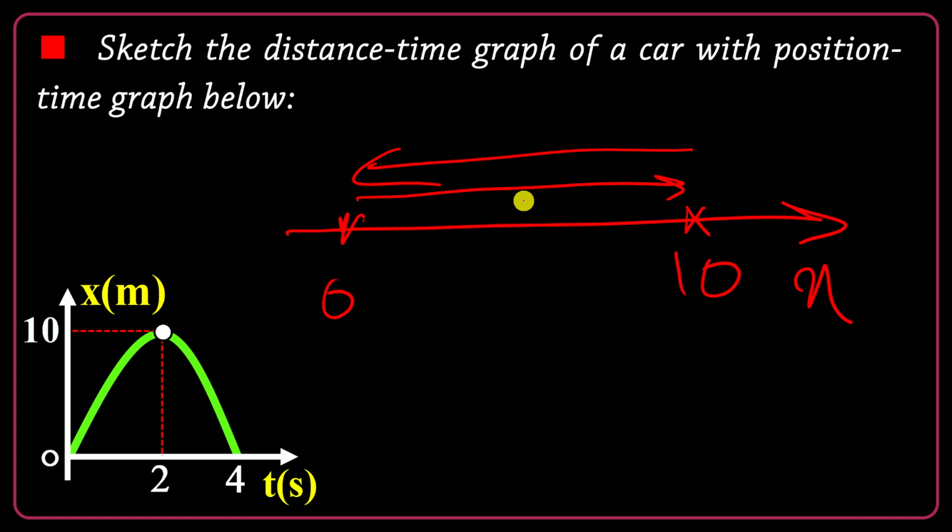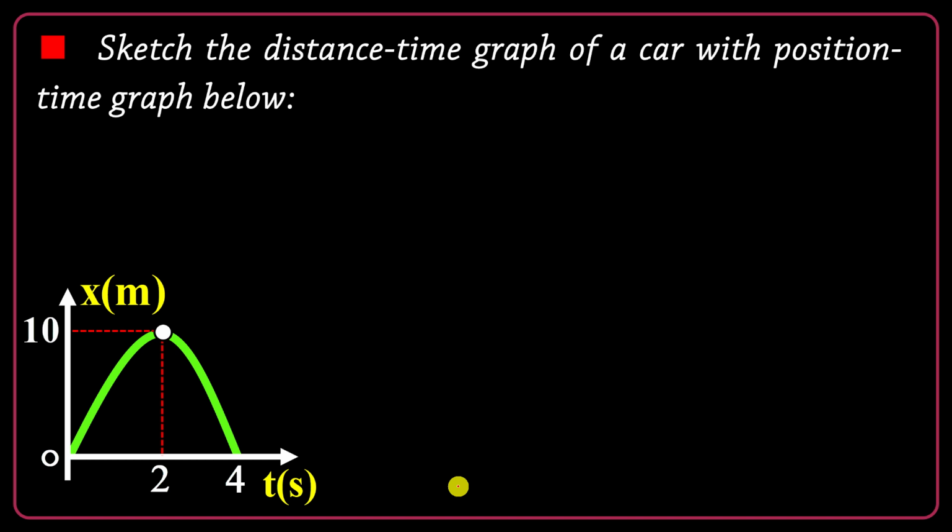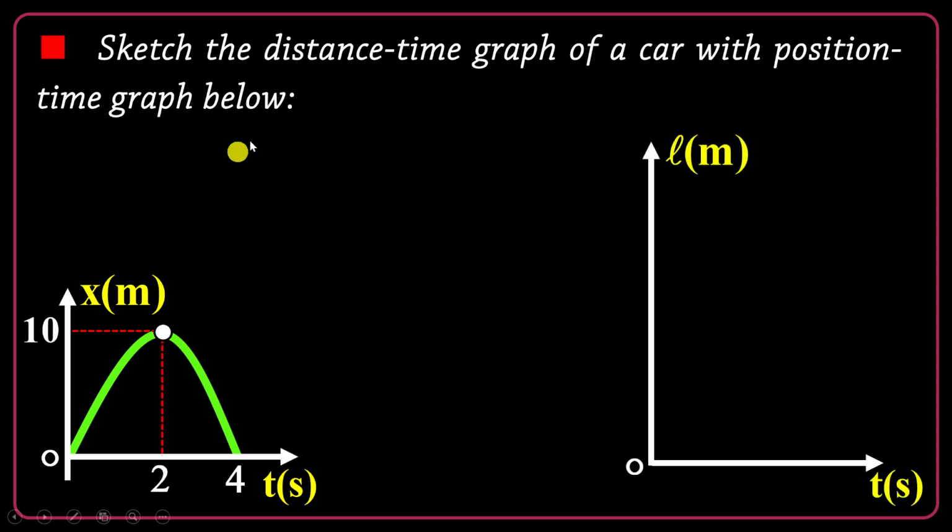No displacement, but the distance traveled is 10 plus 10. You see, it goes 10 meters upward or rightward here and 10 meters leftward. So generally the distance traveled is going to be 20 meters, but the displacement is 0. What do we want here? The position time graph below.